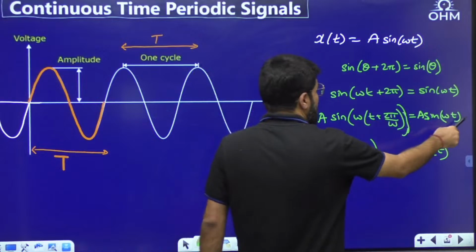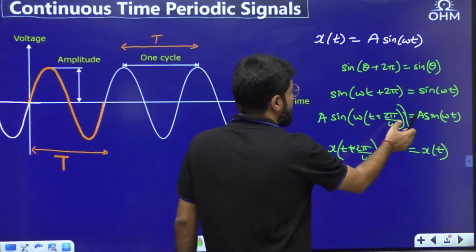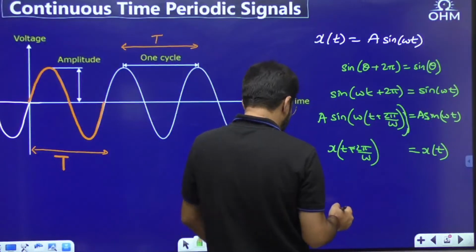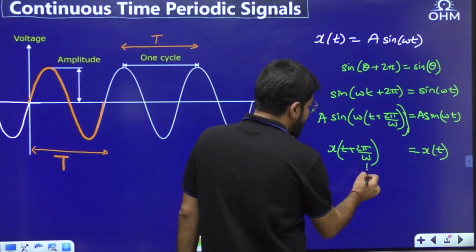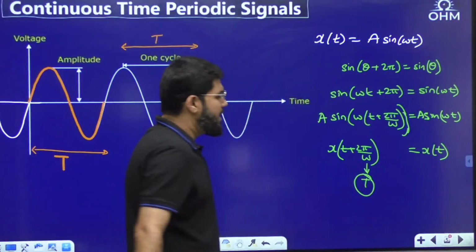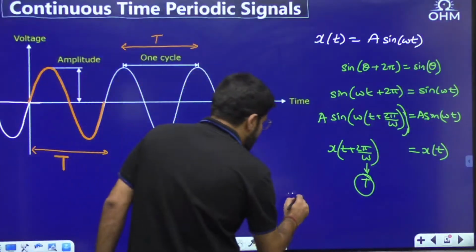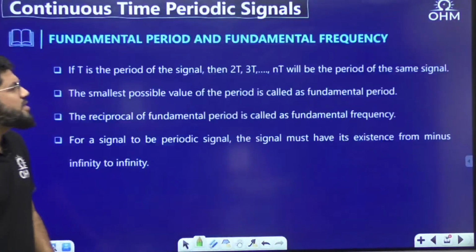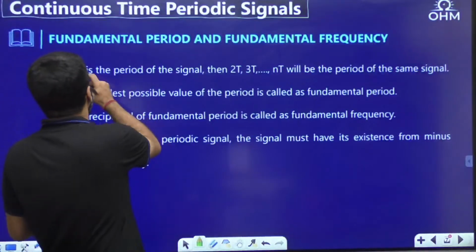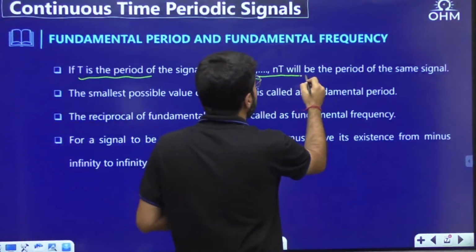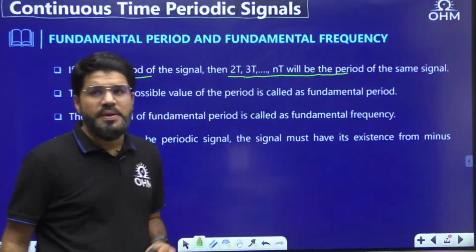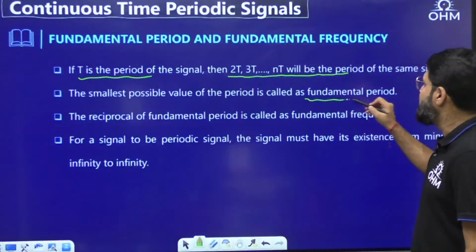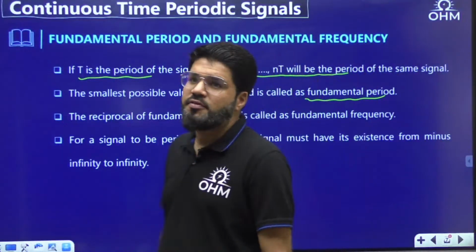see here, if it is A sine omega t, here it is A sine omega t plus something. The rest of the nature is the same, t plus something. What is that something? 2 pi by omega, and hence this is what is known as the time period, 2 pi by omega. Officially, as I already told you, if T is the period, then 2T, 3T, etc., any multiple of the time period will also be a period, so the minimum value of the time T after which repetition occurs will be known as the fundamental period.